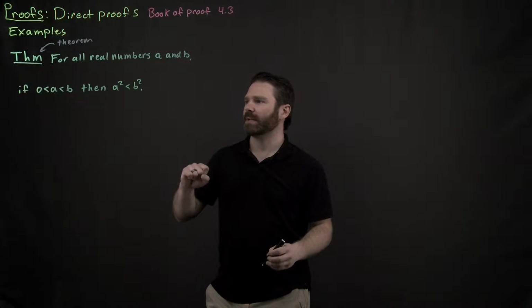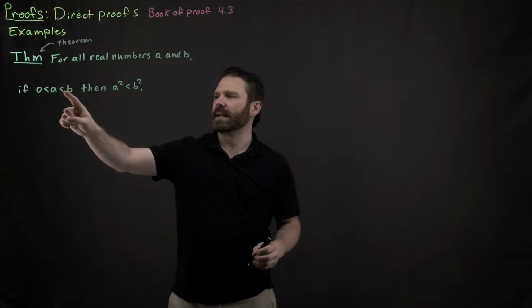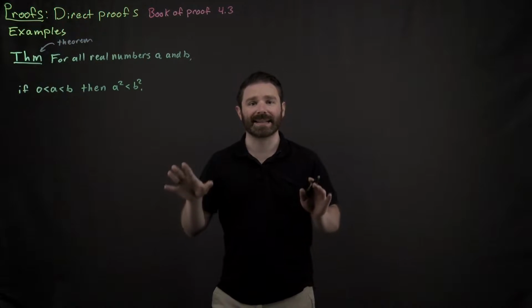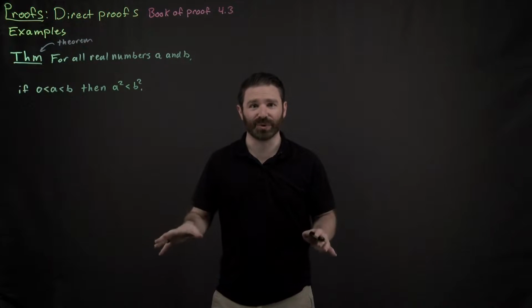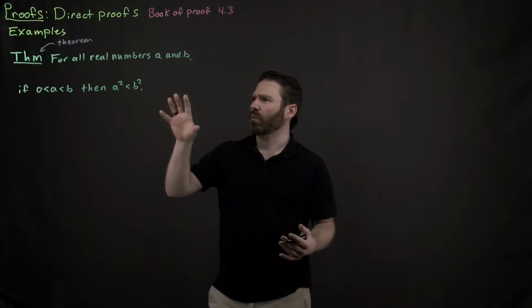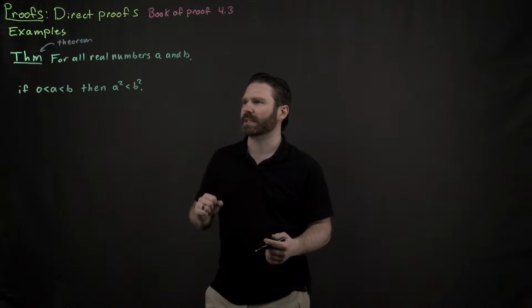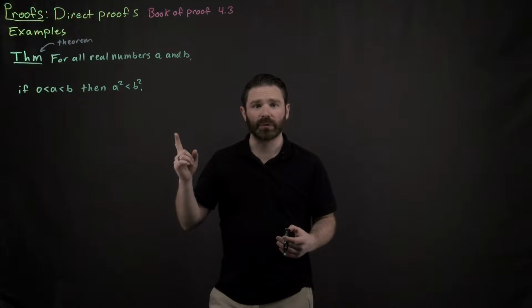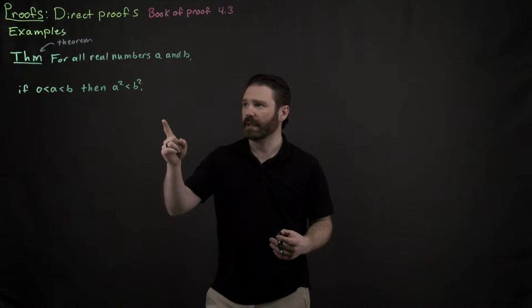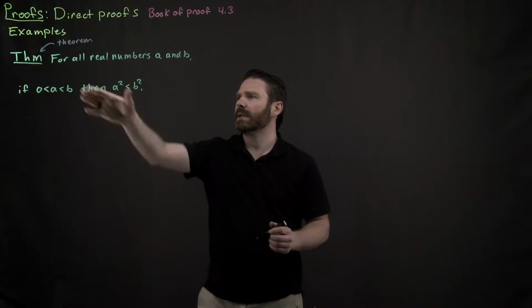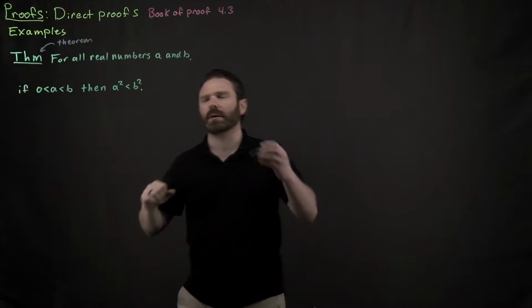For all real numbers a and b, if 0 is less than a is less than b, then a squared is less than b squared. You might recall this is the exact example that motivated why we need proofs. And we were looking at and showing how our inference rules wouldn't really help us to prove this theorem. So let's go ahead and break it down and see how we can use a direct proof to show the validity of this theorem.